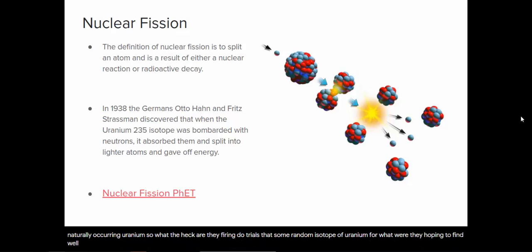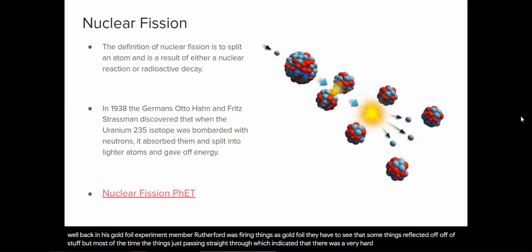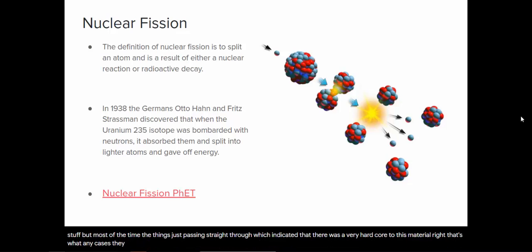Well, it's actually something that was started by Rutherford back in his gold foil experiment. Remember, Rutherford was firing things at gold foil, and he happened to see that some things reflected off, but most of the time the things just passed straight through, which indicated that there was a very hard core to this material. That's what indicated that the atom had a nucleus.